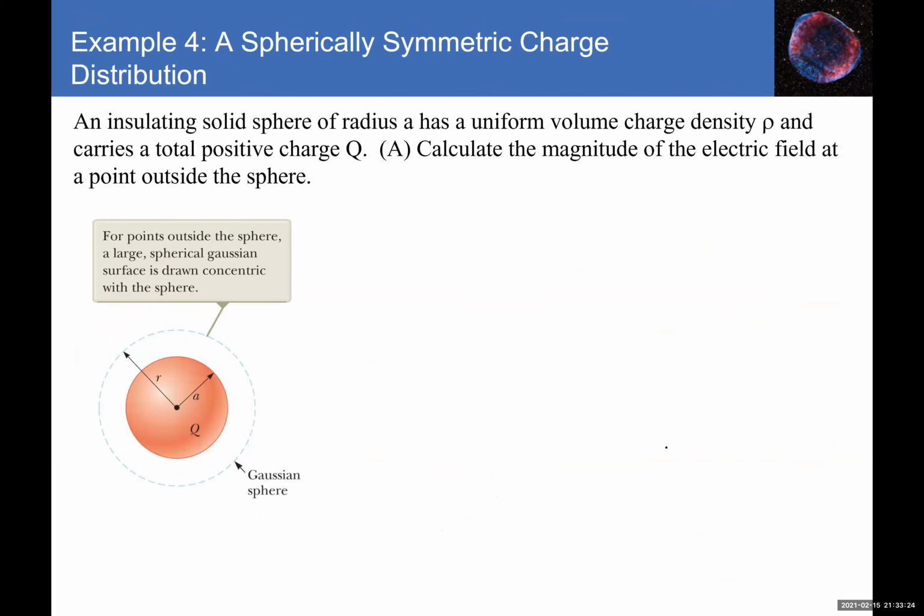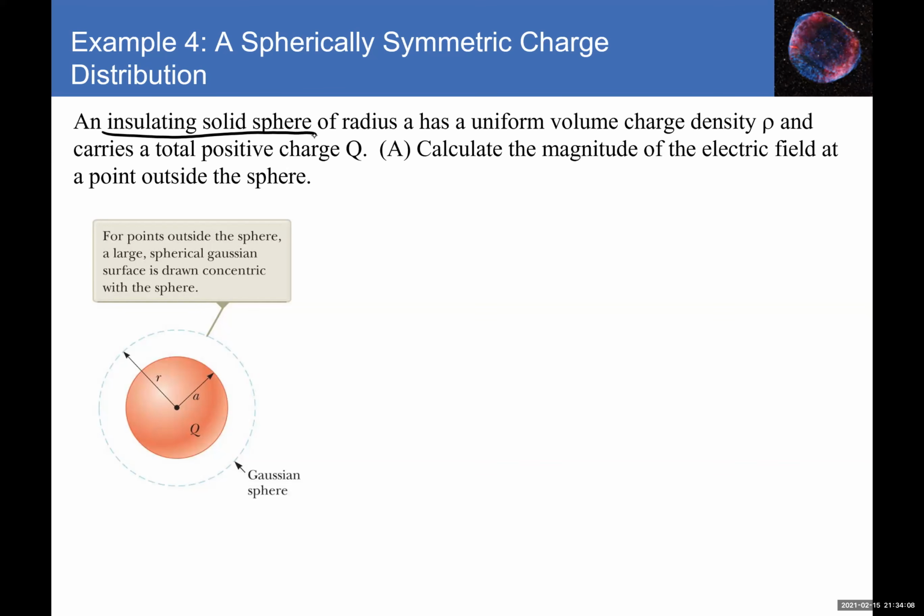All right, so let's look at another example over here. This is for spherical symmetry. An insulating solid sphere of radius A has a uniform volume charge density rho and carries a total positive charge Q. It's important to understand that this is an insulating solid sphere, because you can also have a conducting solid sphere, where the conducting material is generally some kind of metal.